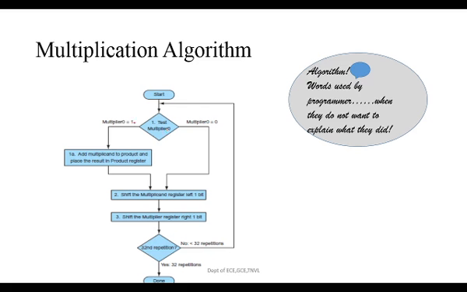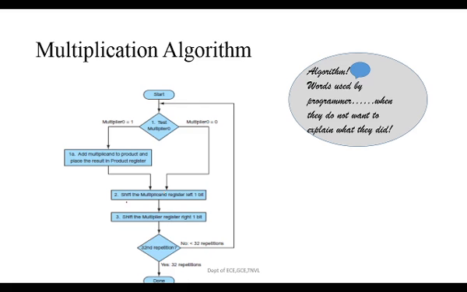If the multiplier bit is 1, then what we need to do? We need to add the multiplicand to the product and place the result in the product register. And if it is 0, then we need not do this operation. We can directly come to step 2. So if it is 1, we need to add the multiplicand to the product and place the result in the product register. If it is 0, then we can directly come to step 2.